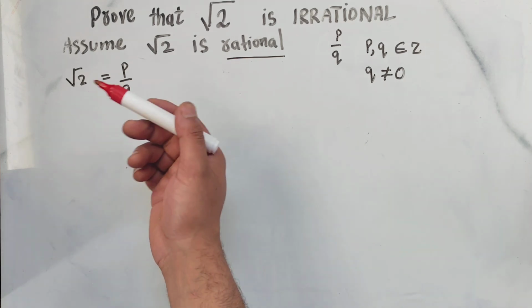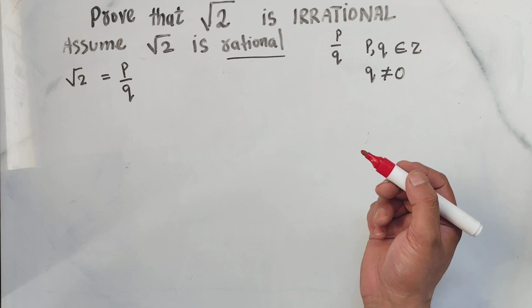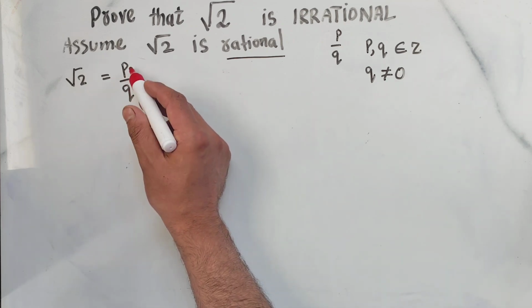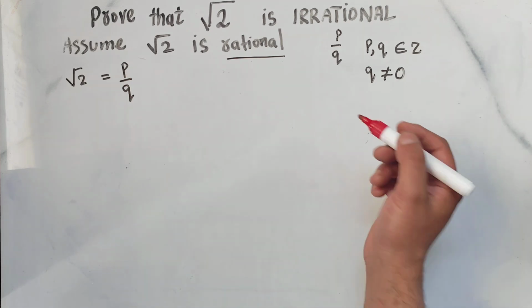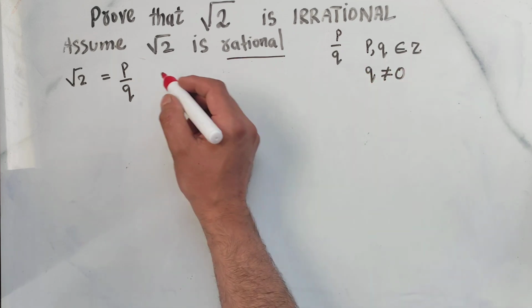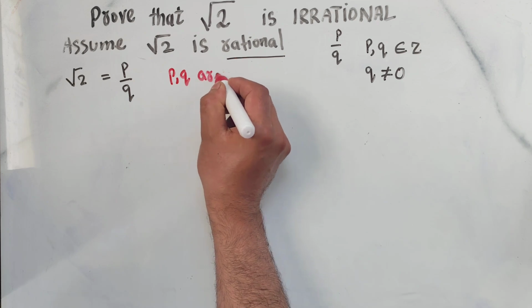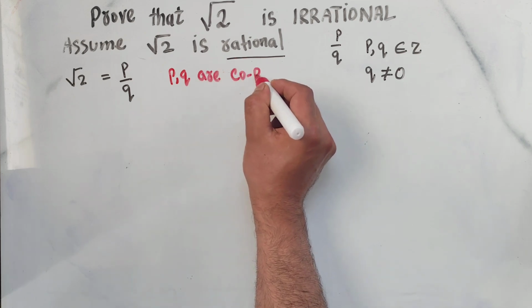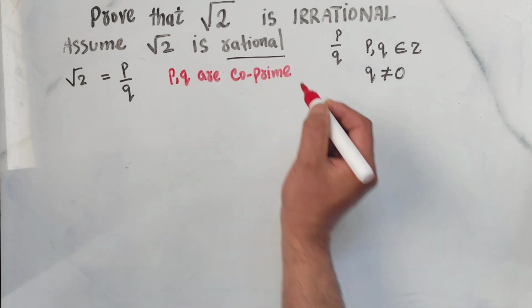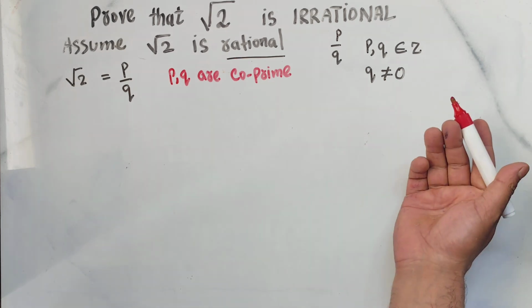We also assume here that p and q are in their simplest form. By simplest form, what we mean? p and q are co-prime numbers. So by co-prime number, what we mean? We assume here that, and let me write it here, p and q are co-prime. Numbers having 1 as the only common factor are called co-prime.